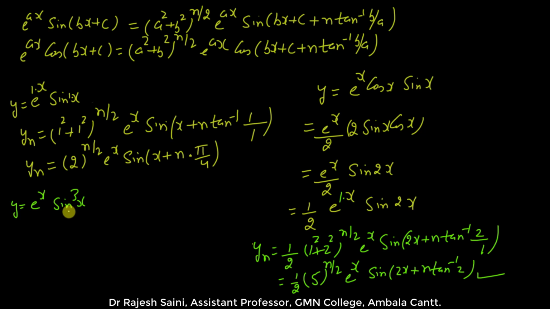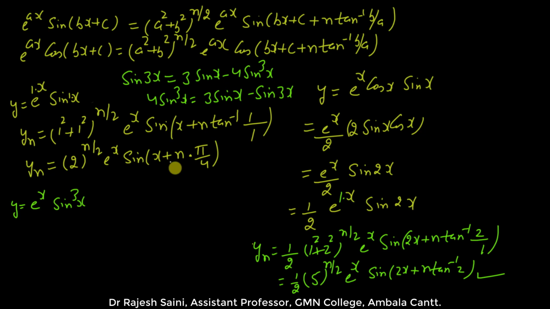Because we don't know the formula when sin cube x is given, but we know that sin 3x is equal to 3 sin x minus 4 sin cube x. From here we can calculate the value of sin cube x. This will go over here and this will go over there. This will be 4 sin cube x is equal to 3 sin x minus sin 3x.